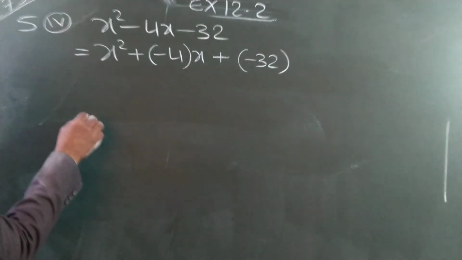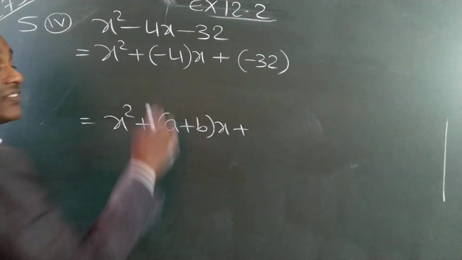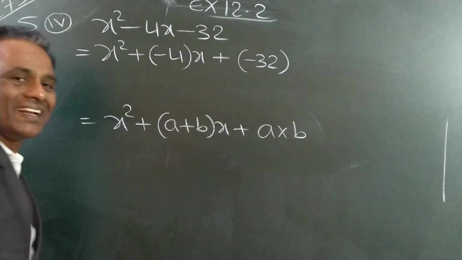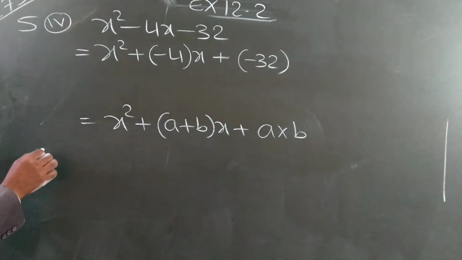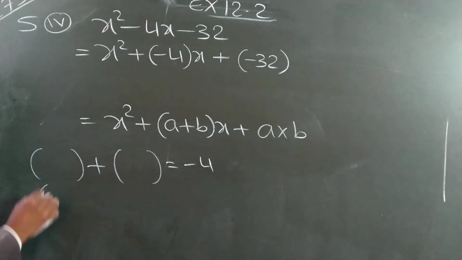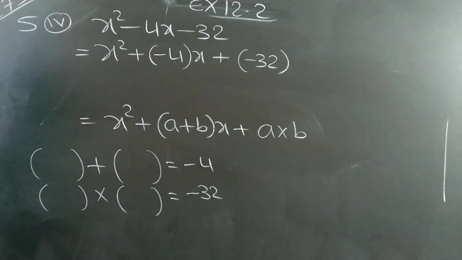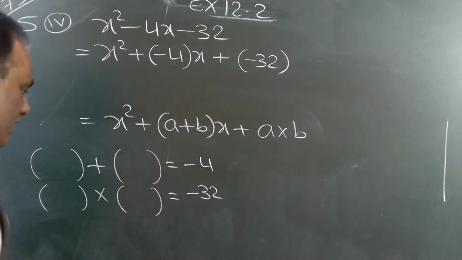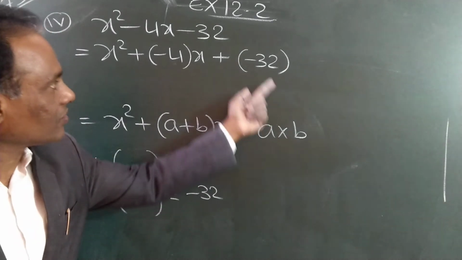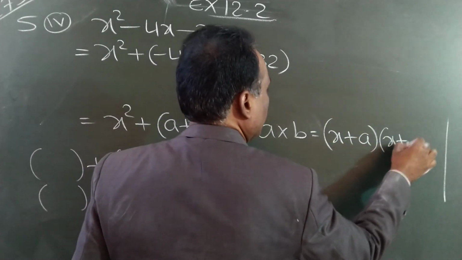Now students, you tell me two numbers. The sum should be minus 4. If you add, we have to get minus 4. If you multiply, we have to get minus 32. So you have to decide the numbers. Adding, minus 4. Multiply, minus 32. Very carefully you have to tell. Then if you decide the numbers, the answer is x plus the first number, x plus the second number.